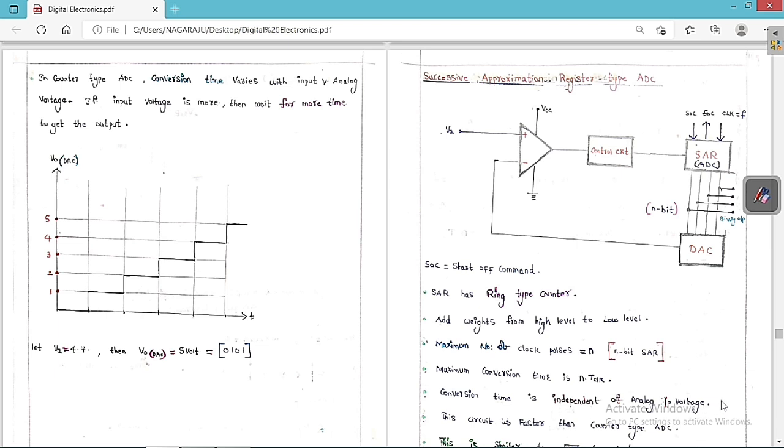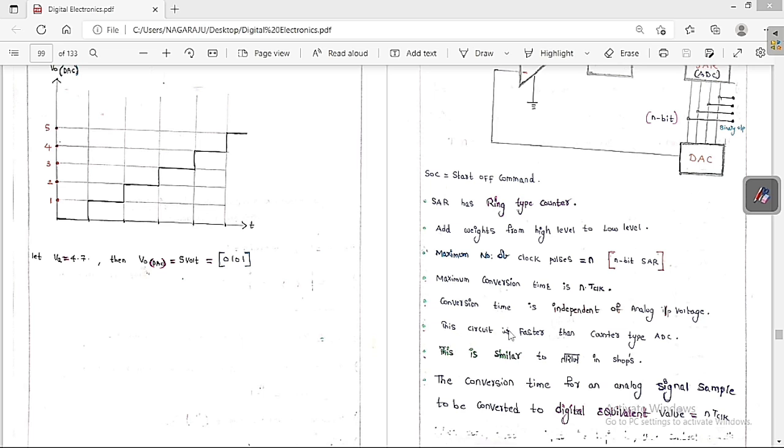I already told you, for the successive approximation register, the conversion time is independent of the analog input voltage. So within this time you are going to get the result. The conversion time is independent of the analog input voltage.